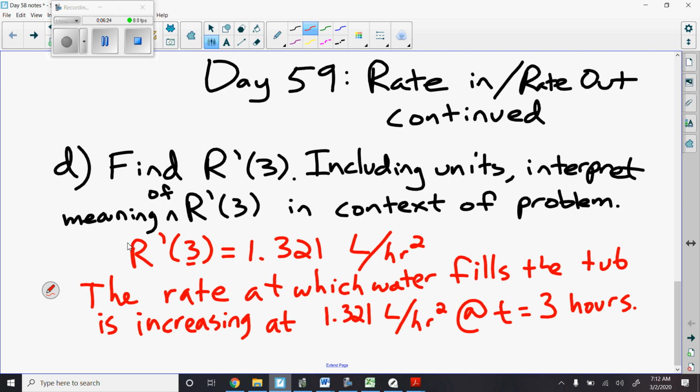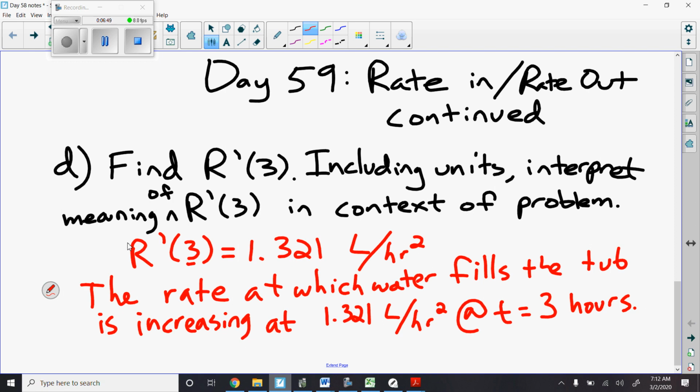If you don't like saying it that way, you could say the rate of change of the rate at which water is filling the tub. The rate of change is talking about the prime, and the rate at which water fills the tub talks about R. You could say the rate of change of the rate of water entering the tub is 1.321 liters per hour squared at t equals 3 hours.